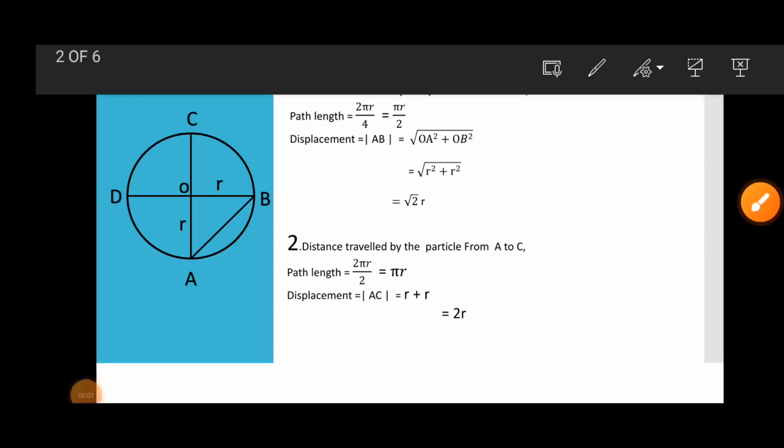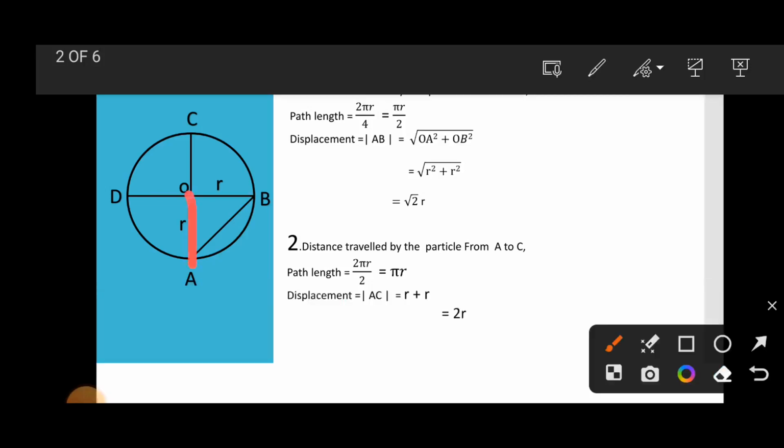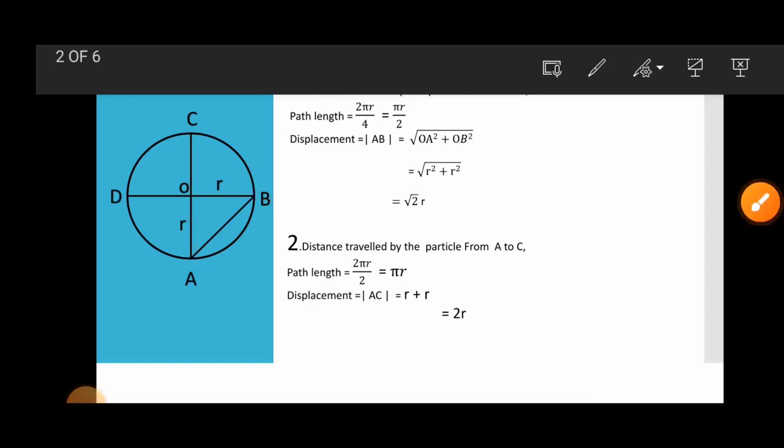And the displacement is equal to magnitude AB, which is equal to under root OA square plus OB square, which means under root r square plus r square. It gives root 2 r.